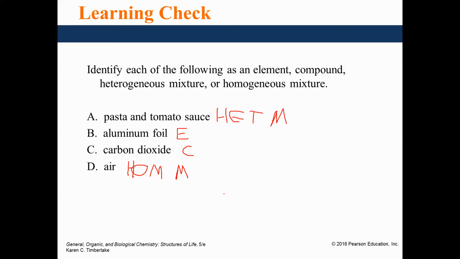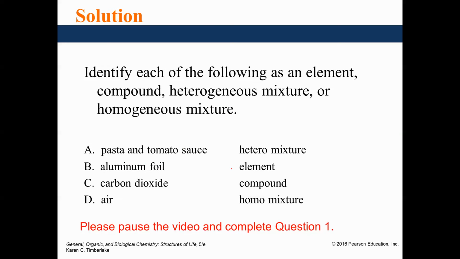There we go. So A is heterogeneous mixture, B is an element, C is a compound, and D is a homogeneous mixture. Let's see how we did. Fantastic. We got them all right. So what I'd like you to do now is to pause the video and please complete question number 1 on the activity. Once you've completed question number 1, go ahead and return to the video.